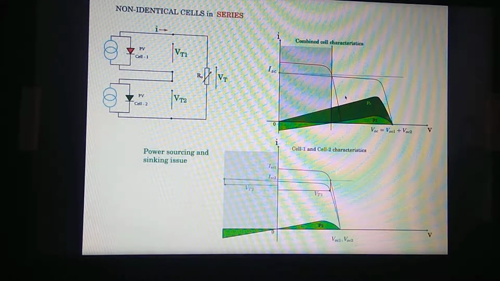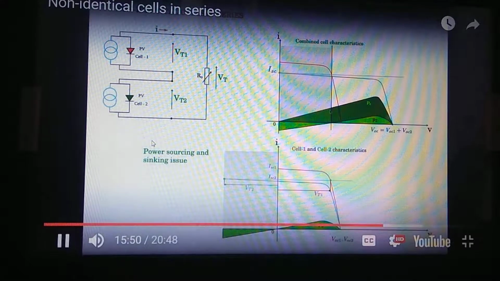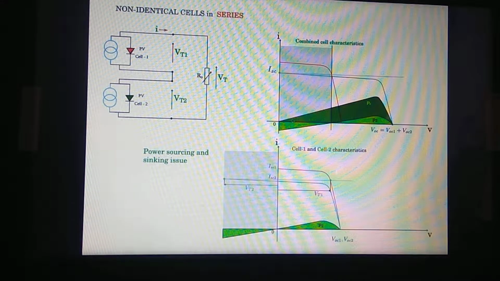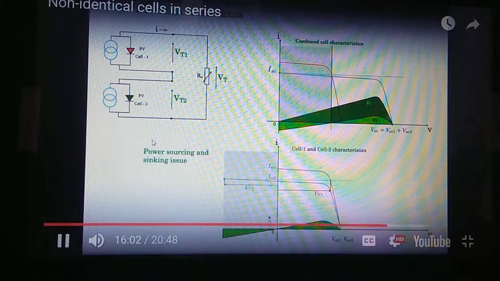To the right of this line, the operating points of PV cell 2 are in the first quadrant, and therefore you will see that P2 is positive. To the left of this line, when Vt becomes 0 and negative, the operating points for PV cell 2 are in the second quadrant, and therefore you see that it is acting like a dissipator.